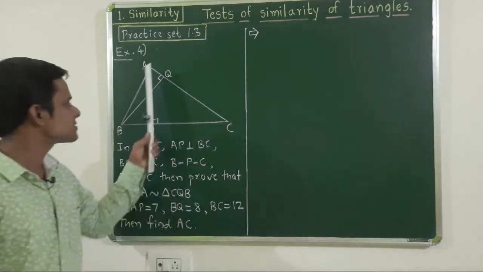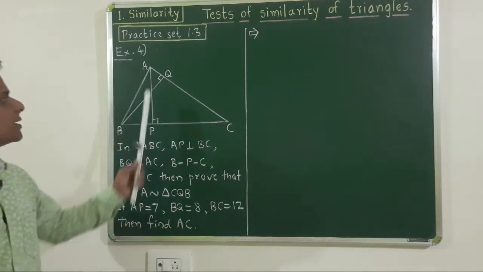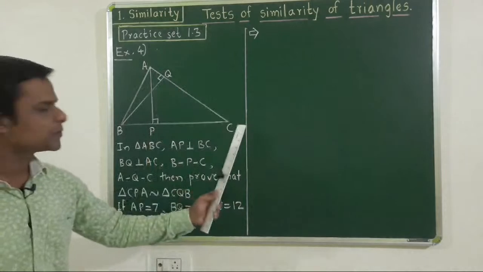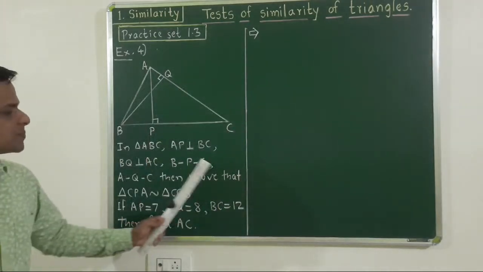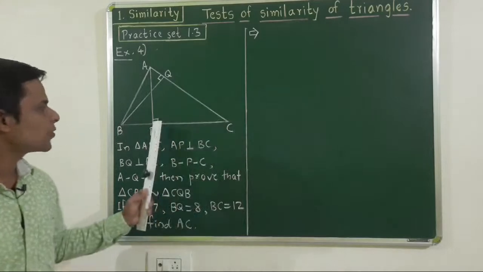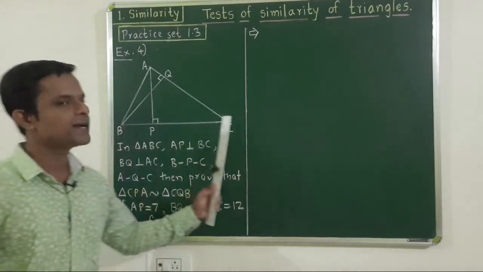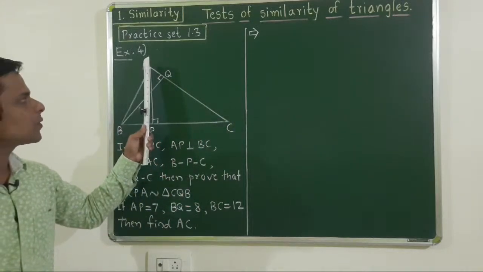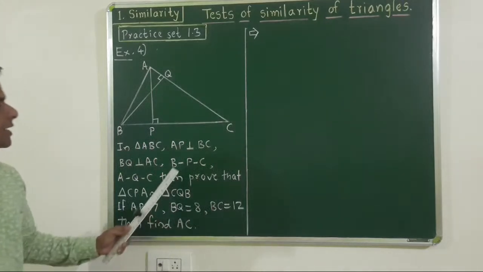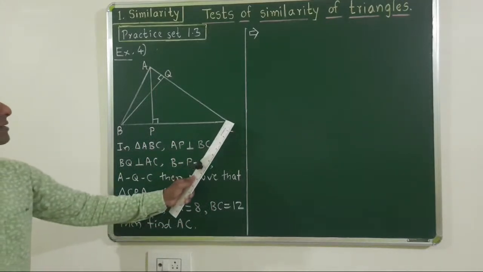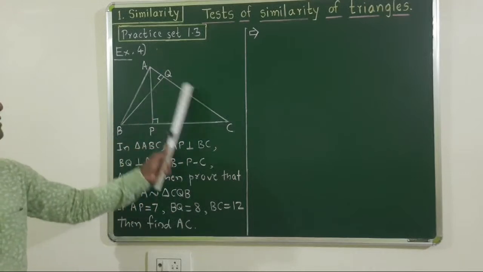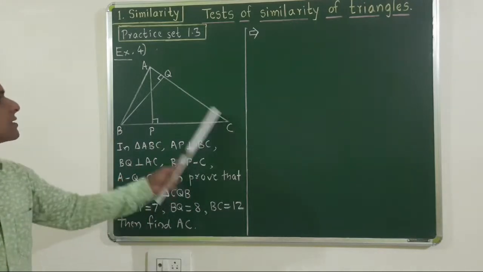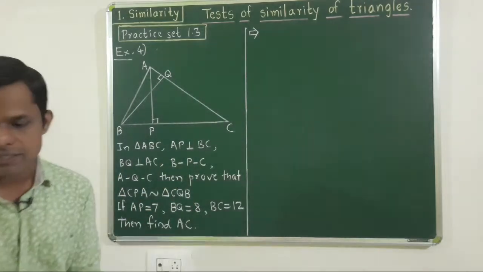One diagram is given, that is, triangle ABC. In triangle ABC, AP is perpendicular to BC, BQ is perpendicular to AC. Then B-P-C means point P is between points B and C. Also A-Q-C means point Q is between points A and C. Then prove that triangle CPA is similar to triangle CQB. We have to prove these two triangles similar.